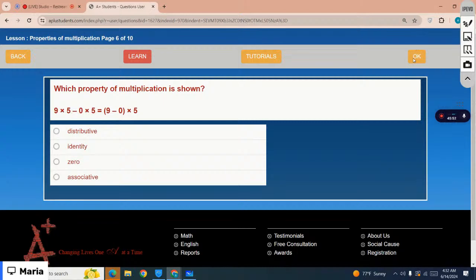The correct option is distributive property. It is option number 1. That's not associative. When you have two multiplications, 0 times 5 and 9 times 5, and between them you have a plus or minus sign, that means that is the distributive property. The correct option is distributive.